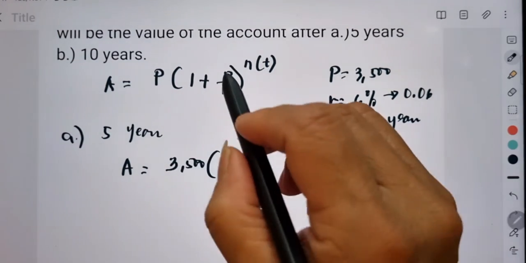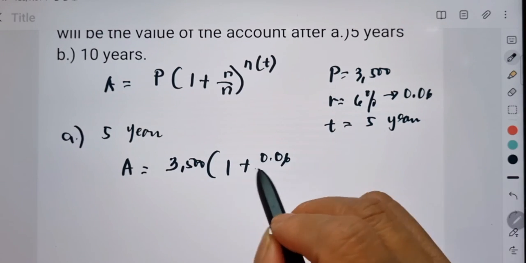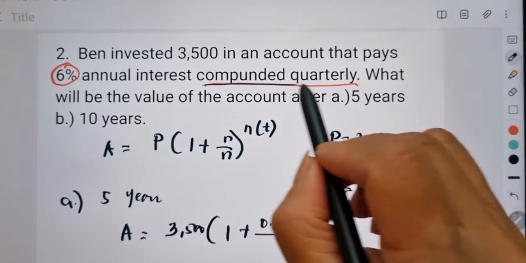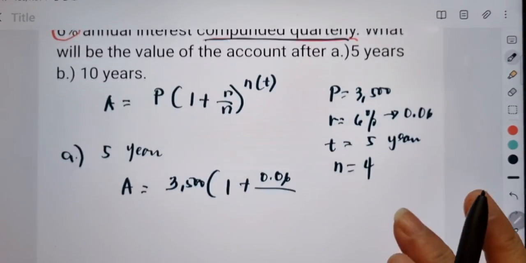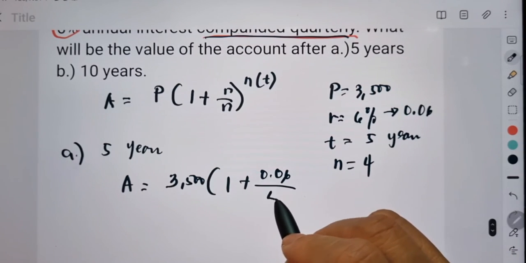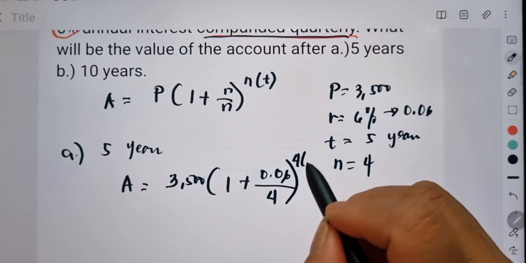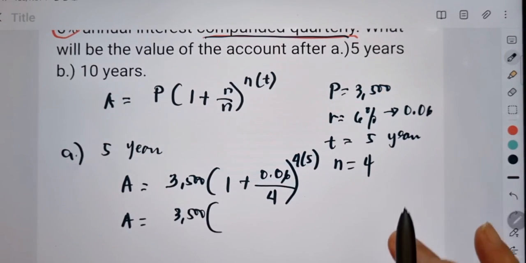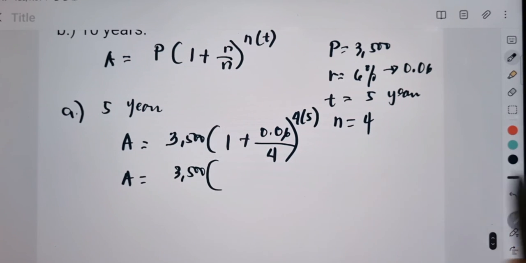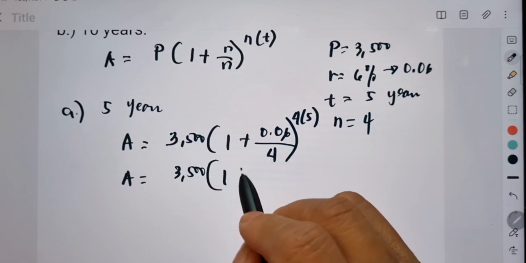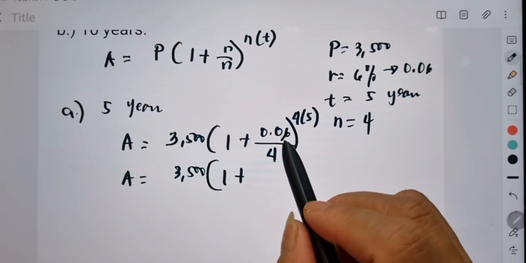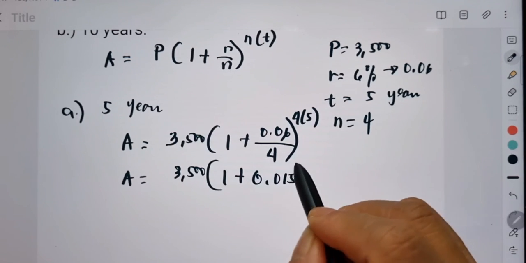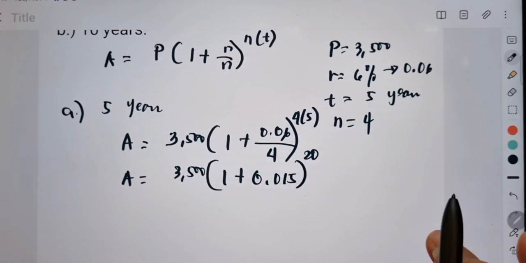times 1 plus R, 0.06 over N natin ngayon. Ano pala yung N natin? Compounded quarterly. Ibig sabihin, N is equal to 4. 4 times a year. Divided by 4. Then 4 times 5. Okay. So first, copy muna natin yan. But kung allowed kayo gumamit ng calculator, actually pwede nyo na idiretso yan. So 1 plus ito, ang 0.06 divided by 4, that is 0.015. 4 times 5, that is 20.